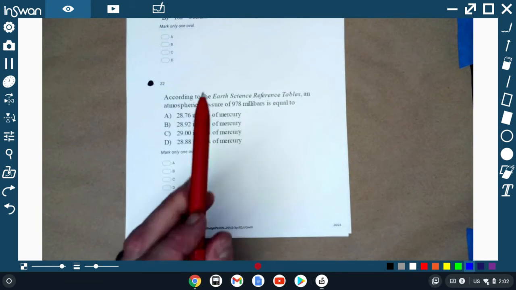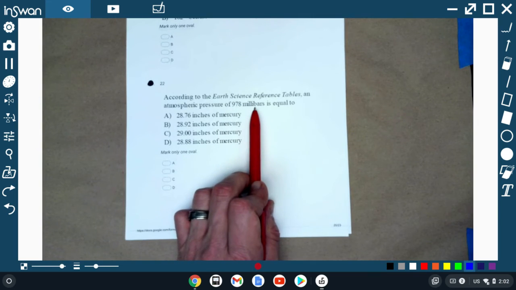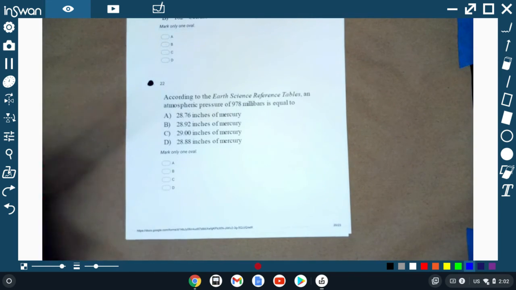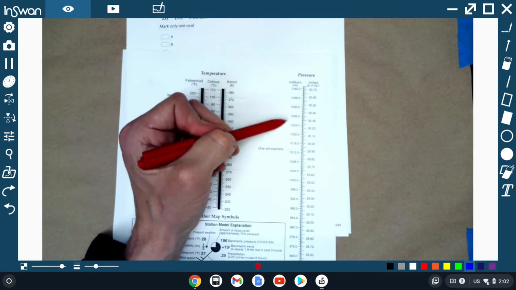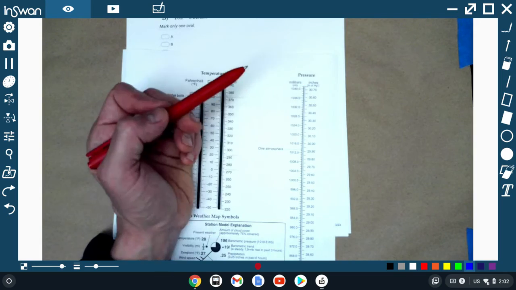So we have an atmospheric pressure of 978 millibars. We've got to figure out what it is in inches. So 978 millibars. Here's our pressure scale. On the left-hand side is millibars. On the right-hand side is inches.